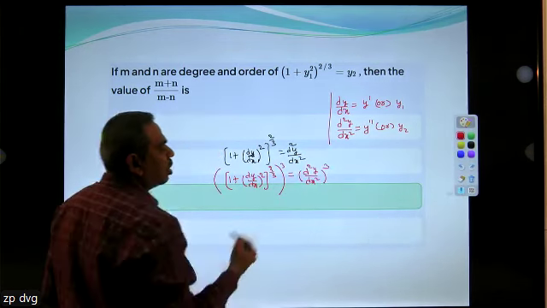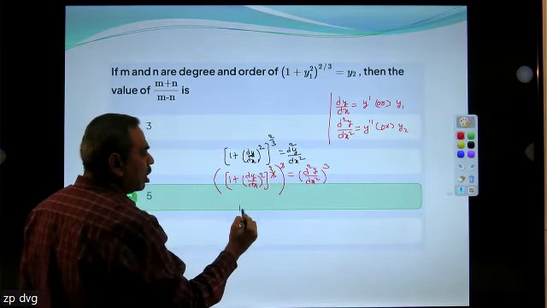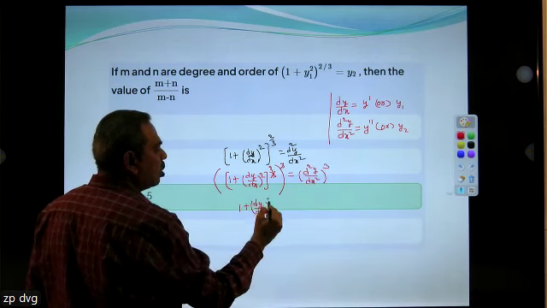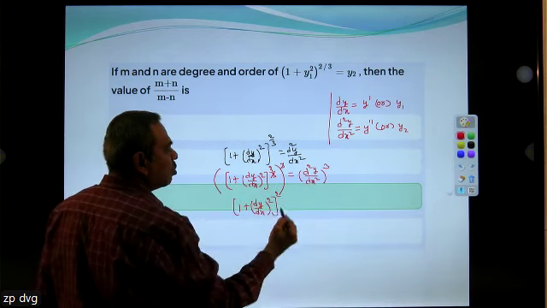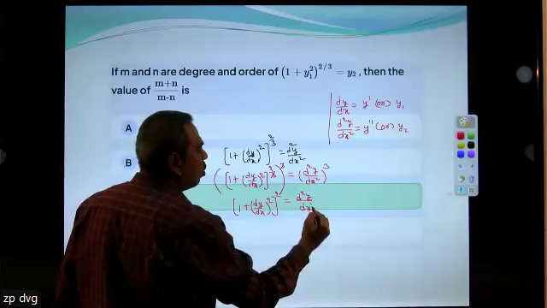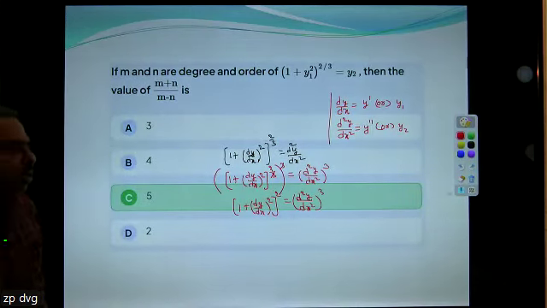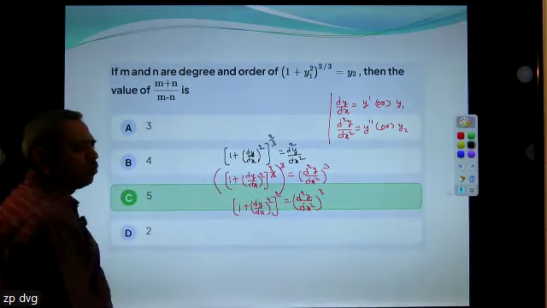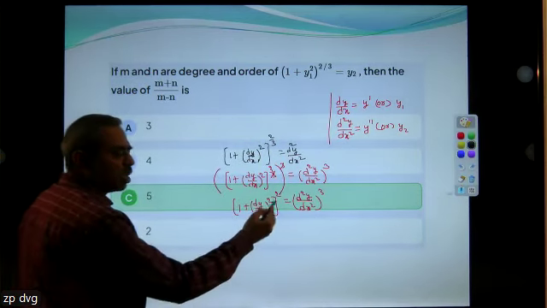Now this 3 and this 3 anyhow get cancelled. So what is left out now? It is 1 plus dy by dx whole square, which is equal to d square y by dx square whole cube. Is it clear? Now go through this part. For this one, we have to calculate the order as well as the degree. I am not expanding this one.